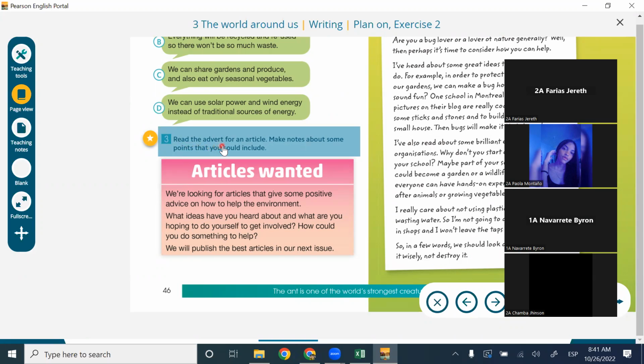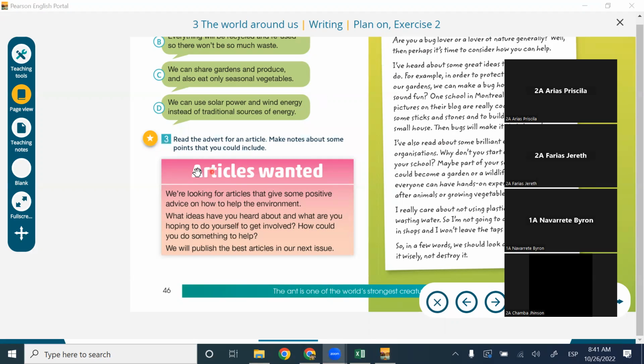Read the advert for an article. Make notes about some points that you could include. Okay, what are some of the aspects? Read please.